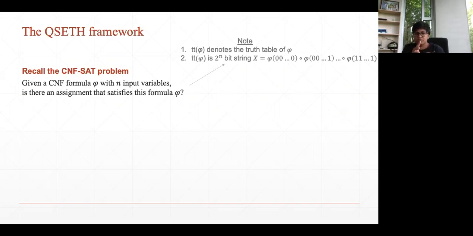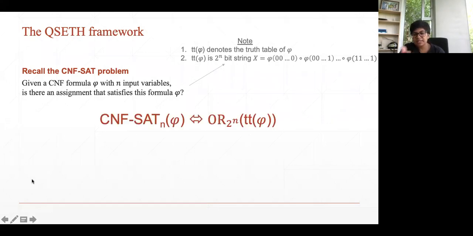So if I look at this from the truth table point of view, I'm talking about the same problem, I'm just changing the representation of the problem. The truth table of a formula is nothing but a 2^n-bit string, which is the formula evaluated on every possible input. So the string x is the formula evaluated with all variables set to zero, then with just the last variable set to one, and so on. Because there are 2^n assignments, the string is 2^n long. So the CNF-SAT problem is nothing but computing the OR of this truth table, right? It is one and the same thing.